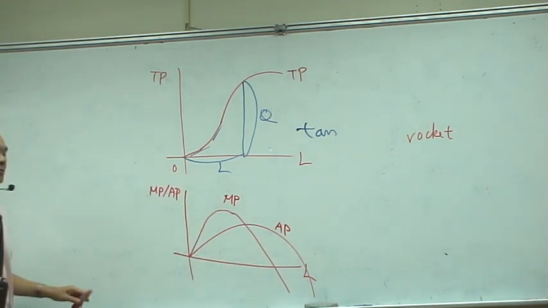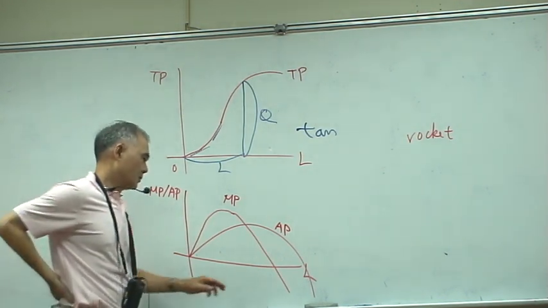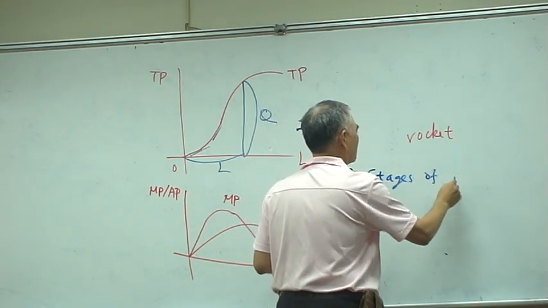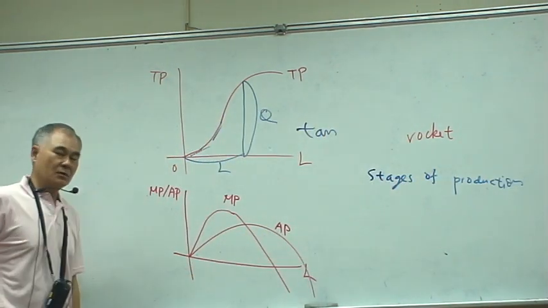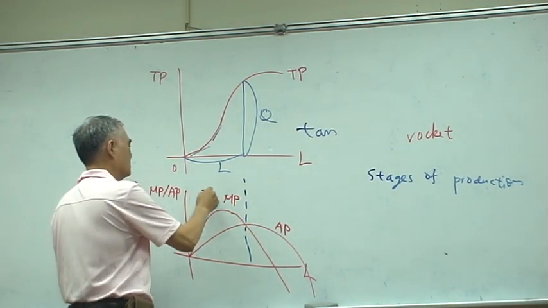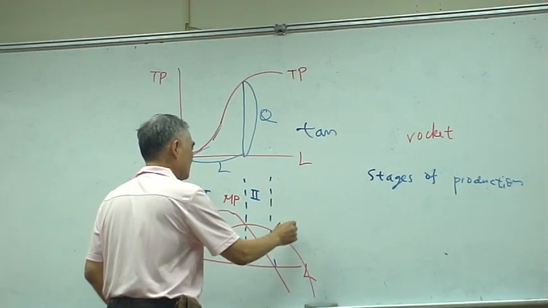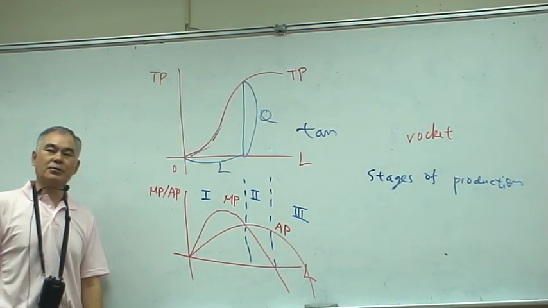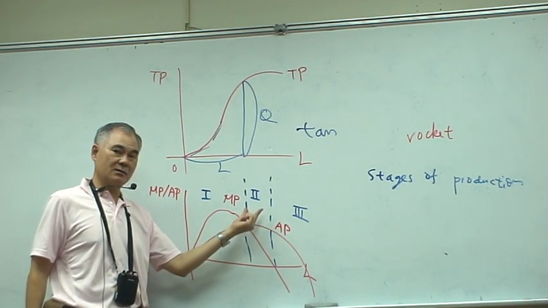Okay? So generally, but not in this textbook, we talk about stages of production. Okay? Stages of production. Okay? So, the first stage of production is here. So this is production stage 1, and here it is production stage 2, and here is production stage 3. And a rational producer will produce at the second stage. Okay, a rational producer will produce at second stage.